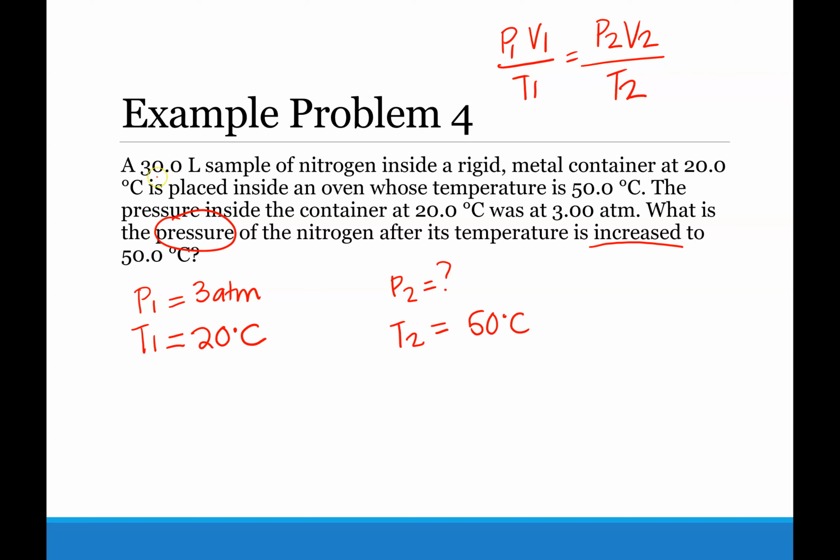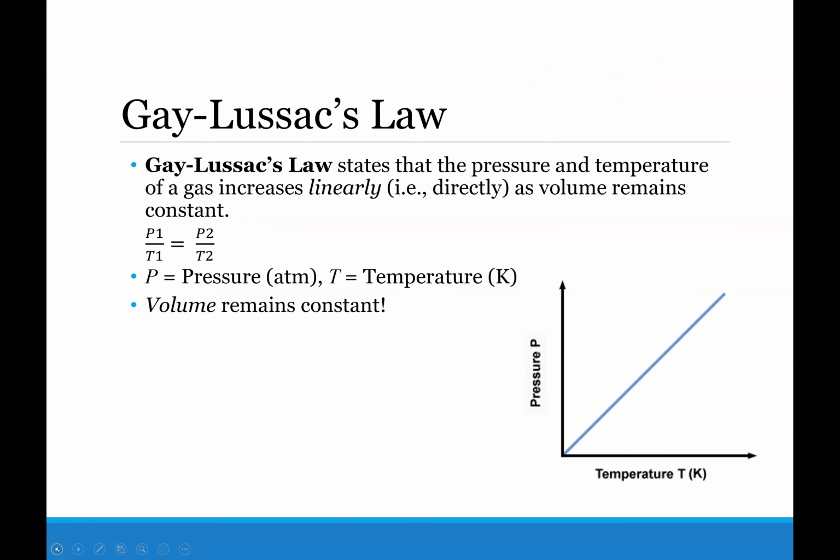They do tell you that the volume was 30 liters, but that's completely irrelevant at this point, because all we need to solve for this is the pressure and the temperature. So we can go ahead and get rid of volume because we're not being asked for volume. It doesn't tell us that the volume changed. At this point, we know that the pressure and the temperature changed. So what we have here is P1 over T1 equals P2 over T2, which is called Gay-Lussac's law.